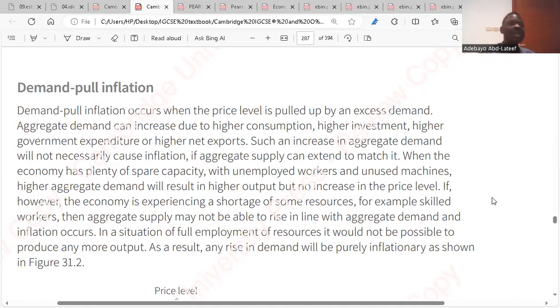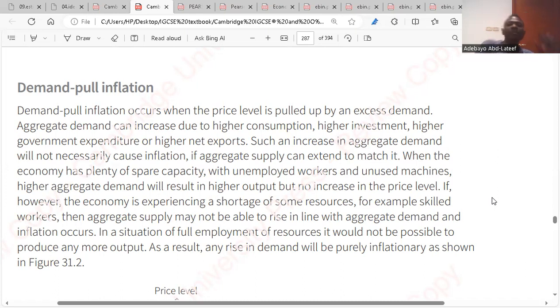But if resources are used to the fullest capacity in that economy, there's need to buy more equipment, there's need to employ more workers, and there are no workers available. So now you have to increase wages to attract workers. This will lead to demand pull inflation. Do you get it or not?